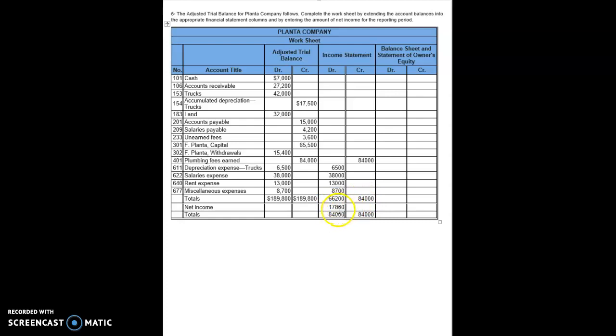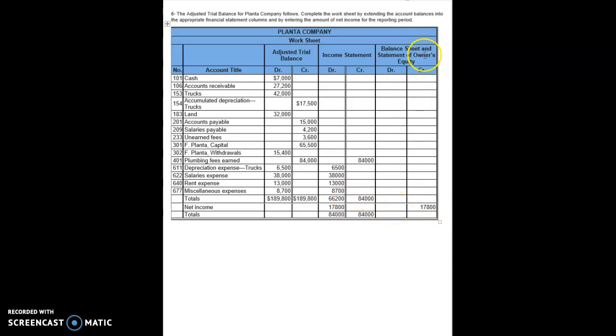That same debit side is going to be brought over into the balance sheet side. So we're going to bring that 17,800 over on the credit side of the balance sheet. So if it's net income, it goes on the debit side of the income statement, the credit side of the balance sheet. If it's a net loss, it's going to go on the credit side of the income statement and the debit side of the balance sheet. All right, so let's finish the columns.